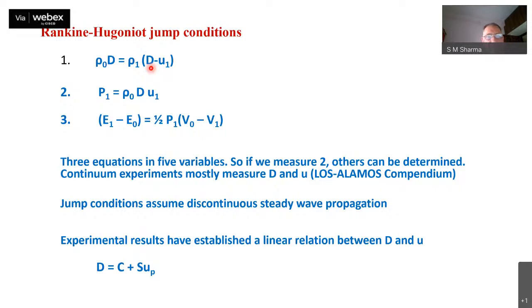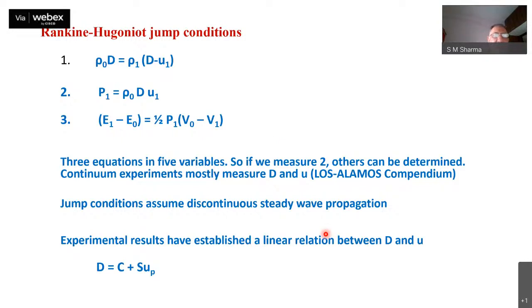Let me restate again that these jump conditions assume discontinuous, steady wave propagation. If the wave is not steady, that is, it changes shape as it progresses, or it is not discontinuous, then these conditions cannot be used. For example, if it is a ramp wave, as we discussed in the last lecture, a ramp wave spreads out. So it changes shape and it doesn't have a discontinuity. So these jump conditions in principle cannot be used.